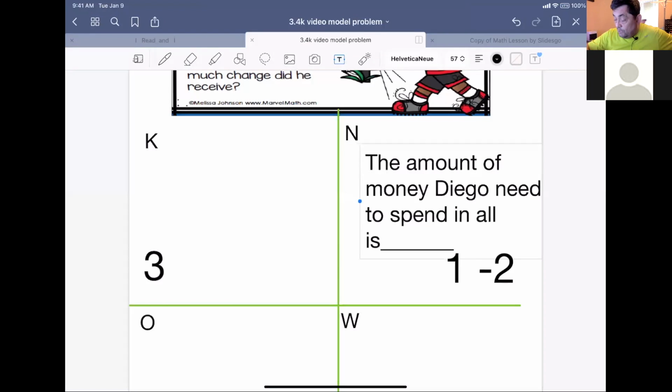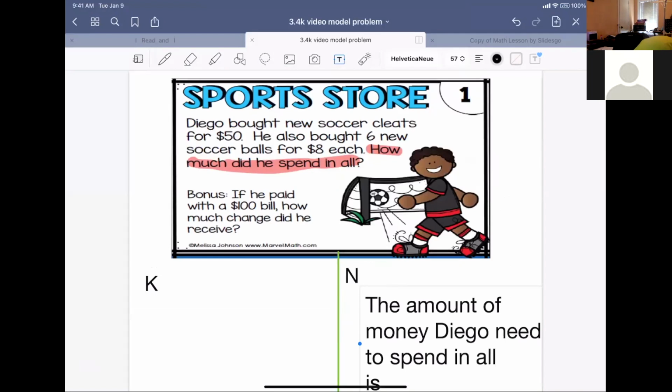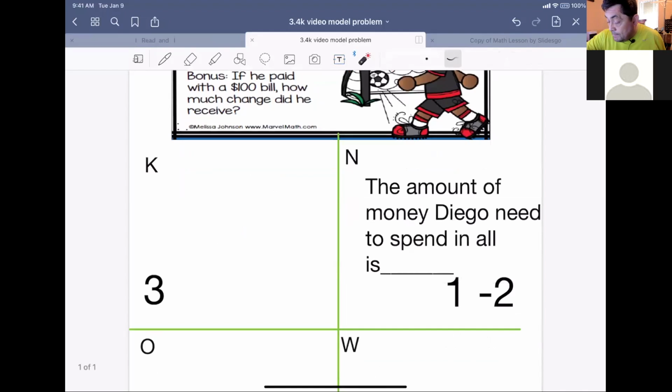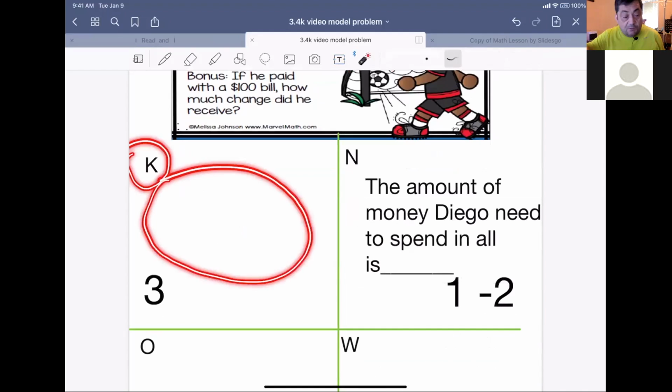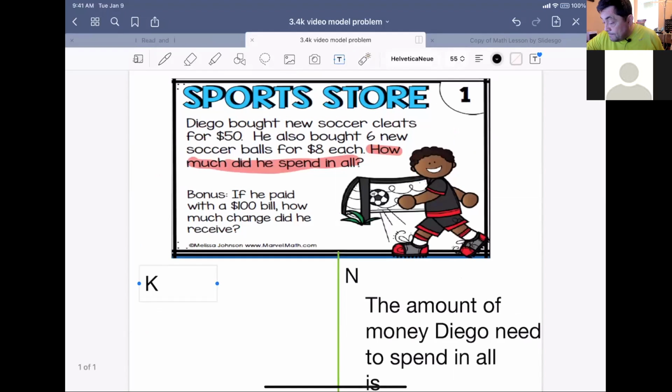In other words, we need to find in the problem the information that we got, and then we write it in the key part. This is the area where we need to answer. So take a look at the information over here. The first information that we see very clearly is that Diego bought soccer cleats for $50. So let's write down this part of the information over here.